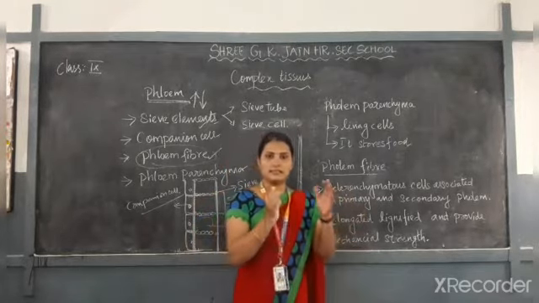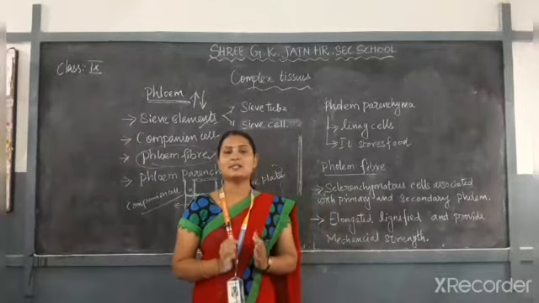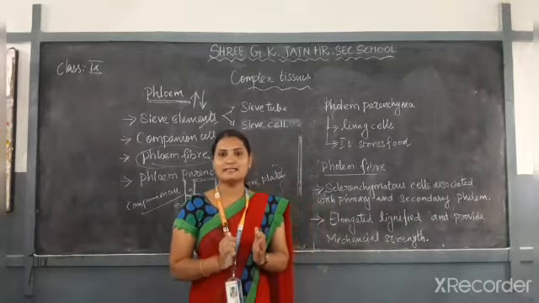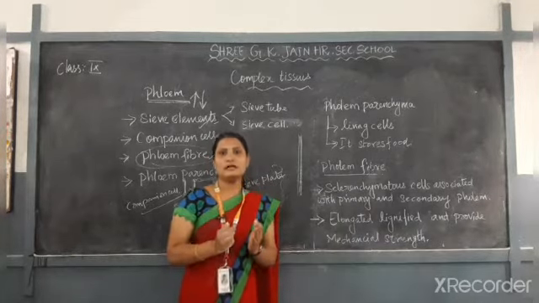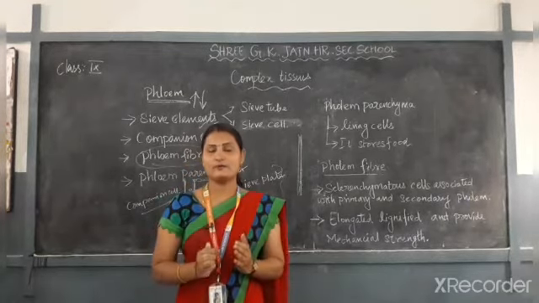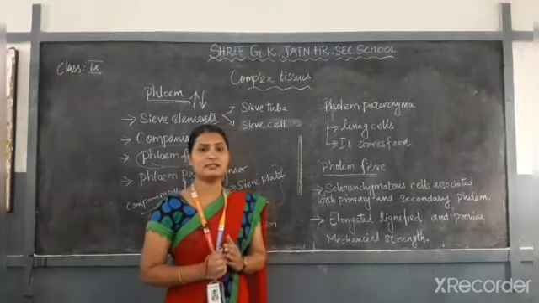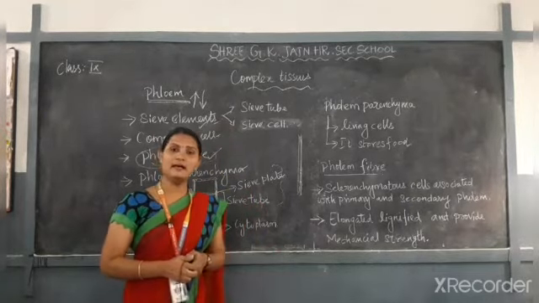So this phloem and xylem together are called a vascular bundle. They are combined together and do the function of translocation of food and transfer of water. So this is the function of these complex tissues in the plants.